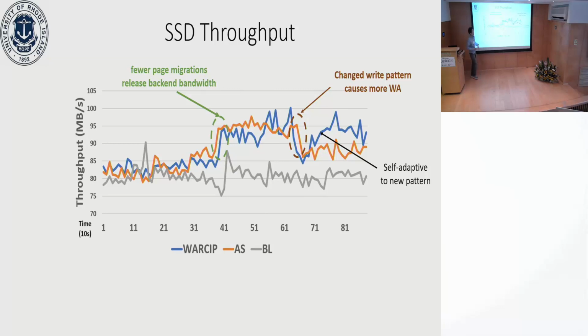However, after a while, when the I/O pattern changes, the performance of both multi-stream and WARCIP drops. This is caused by the clustering algorithm not being adaptive to the I/O patterns, resulting in worse grouping. That means more write activity in the background and less user I/O can be served by the SSD. However, with the self-adaptive algorithm in WARCIP, WARCIP accelerates again. So we can see here that multi-stream is still at a lower level.